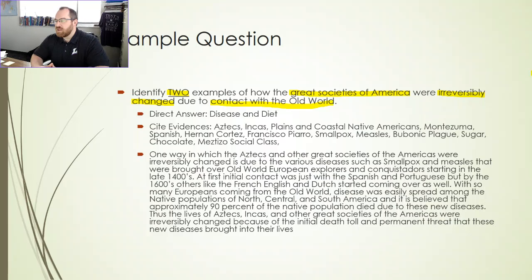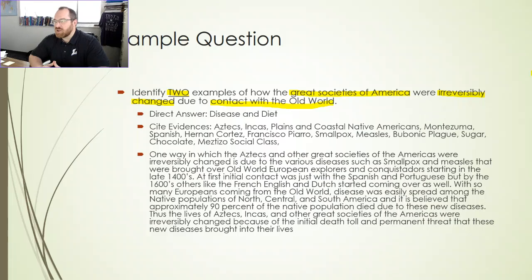One way in which the Aztecs and other great societies of the Americas were irreversibly changed is due to the various diseases such as smallpox and measles that were brought over. I just kind of typed this up quick. I'm sorry about typos, but hey, you won't be judged on typos in the AP test either. These were brought over by Old World European explorers and conquistadors starting in the late 1400s.